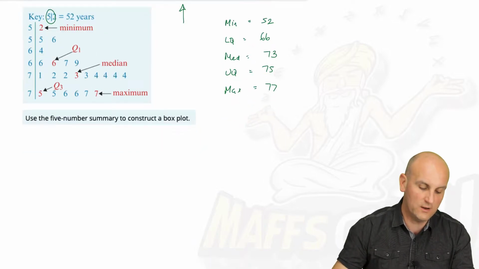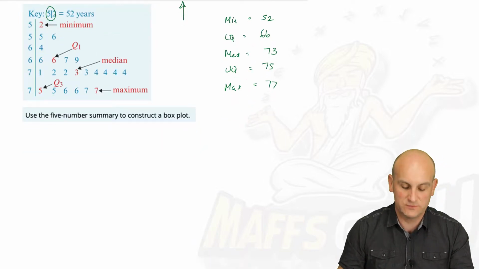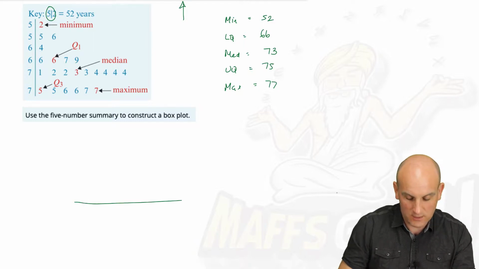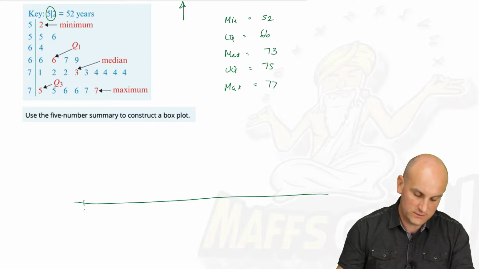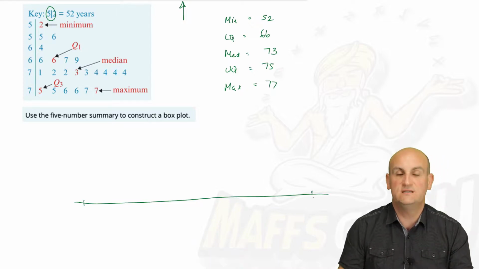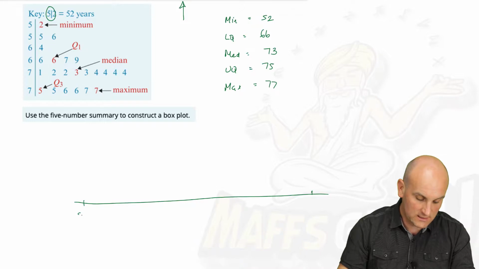Having written those down, I'm now going to come up with a sensible scale. So the first thing I'm going to do is draw a line, hopefully not hitting my head. And I know my lowest number is 52, and my highest number is 77. So actually what I'm going to do is I'm going to go between 50 and 80.